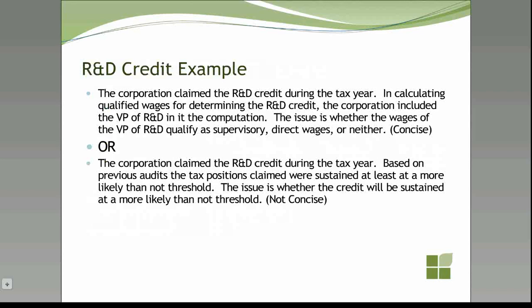Maybe it's some type of contract research expense. That might be uncertain. But you can use previous exam history in determining if that position or issue is more likely than not, but the previous exam history is not the issue. It's not going to be considered as an issue. It's only used to determine the more likely than not threshold in your FIN 48. So that gives you very simple examples.